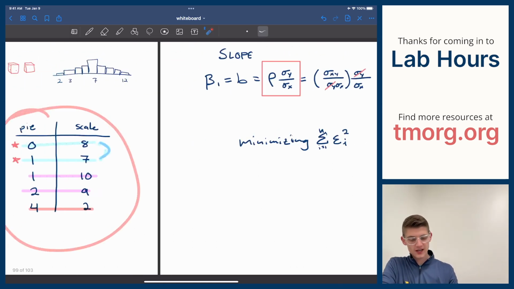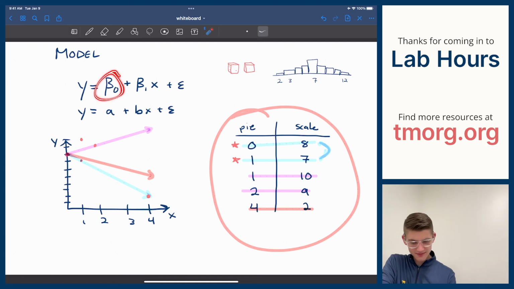But over here, right, beta naught is equal to, what would happen if x was 0? Well, it's 8. We put it at 8.